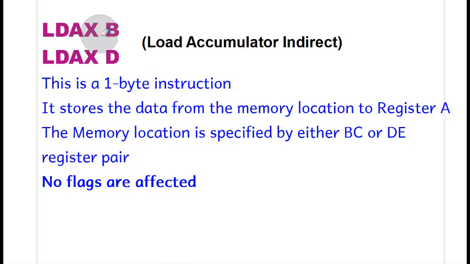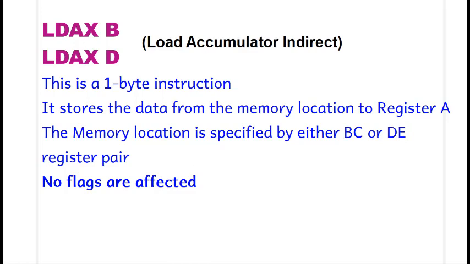So if we write LDAXB, then the data which is in the memory location pointed by BC is transferred to A, and if we write LDAXD, then the data which is in the memory location pointed by the DE register pair is stored in register A. In this case, no flags are affected.